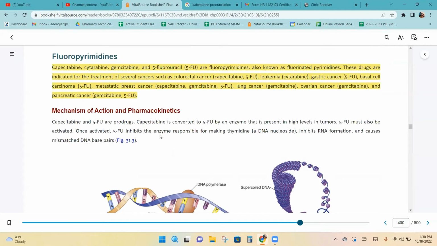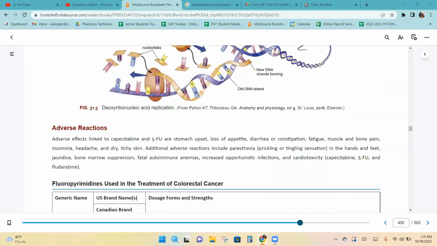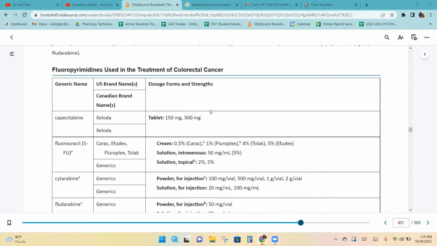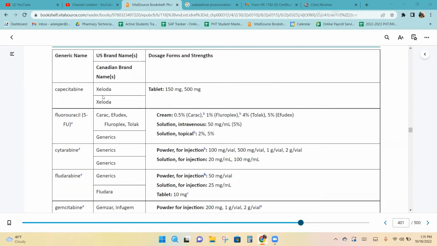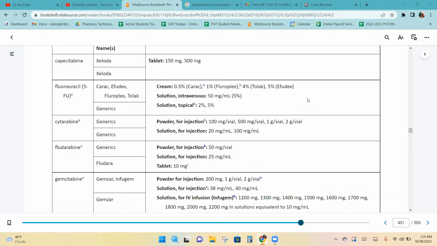Capecitabine, cytarabine, gemcitabine, and 5-fluorouracil are fluoropyrimidines, also known as fluorinated pyrimidines. These drugs are indicated for the treatment of several cancers such as colorectal cancer, leukemia, gastric cancer, basal cell carcinoma, metastatic breast cancer, lung cancer, ovarian cancer, and pancreatic cancer. So we have the fluoropyrimidines used in the treatment of colorectal cancer. Xeloda, it's a tablet. The fluorouracil is an intravenous solution. It does come in a cream and a topical solution as well.